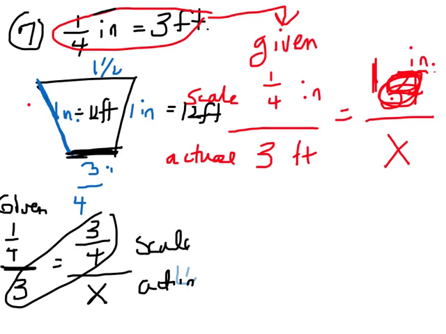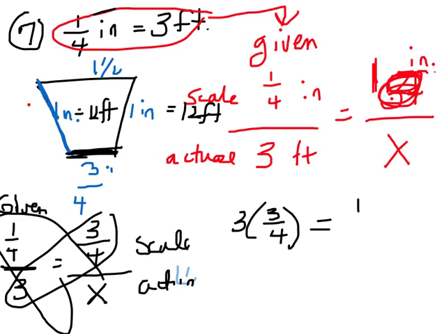3 times 3/4 on one side, and on the other side 1/4 times x, right? Okay, so let me make this 3 into 3 over 1. Isn't the left side 9 over 4, right? Everybody okay with that? So I'd have 9 over 4 is equal to 1/4 x.